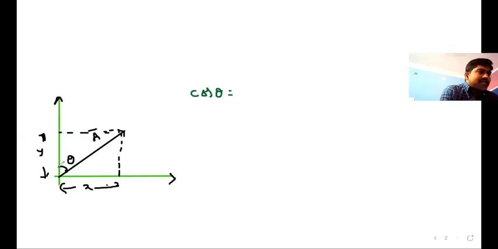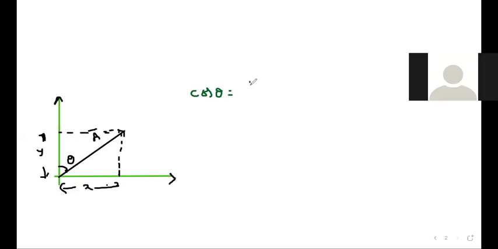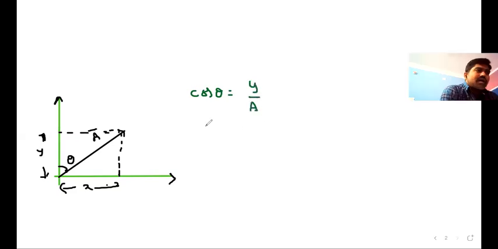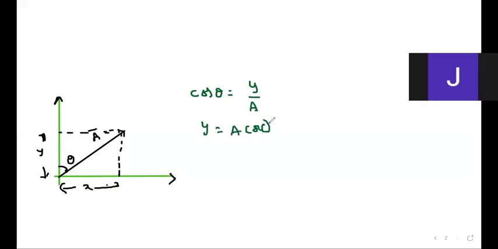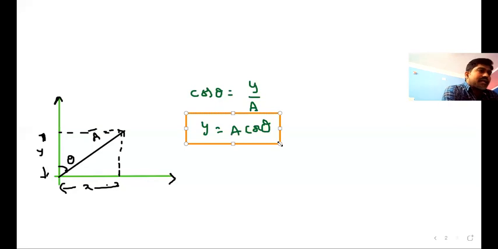What can we write for cos theta? Cos theta is adjacent side by hypotenuse only. Adjacent side means what is here? Y only. So y by A. So what can we write for y then? Y will be A cos theta. Y will be A cos theta. Next one.